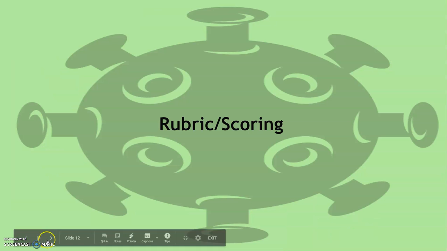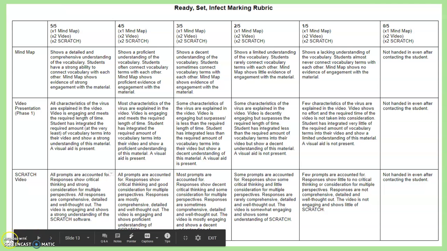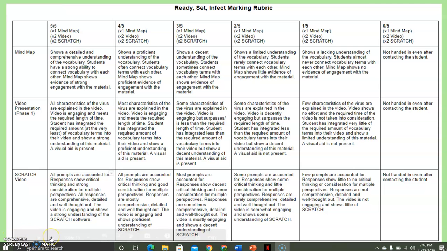So now we're going to go over the rubric and the scoring. So this is what the rubric looks like. You will be graded based on your ability to follow the instructions provided, your creativity, and your insightfulness. The rubric outlines the mind map, the video presentations, and the Scratch illustrative video, just to give you some more direction of where to go. Full points goes to the students that show a detailed and comprehensive understanding of the tasks. The rubric will also be provided to you, so you don't have to worry about that. You'll have more of a chance to read through it and to give you an understanding of what you should be doing.